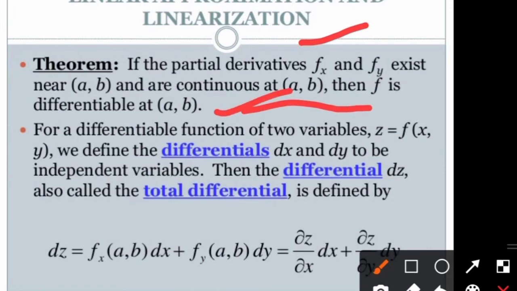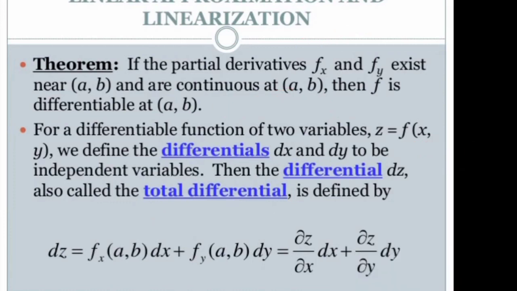For a differentiable function of two variables z is equal to f of x comma y, we define the differentials dx and dy to be independent variables, then the differential dz, also called the total differential, is denoted by dz is equal to fx of a comma b dx plus fy of a comma b dy, which is equal to dou z by dou x dx plus dou z by dou y dy.